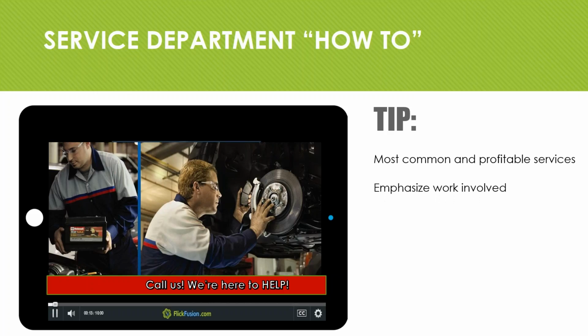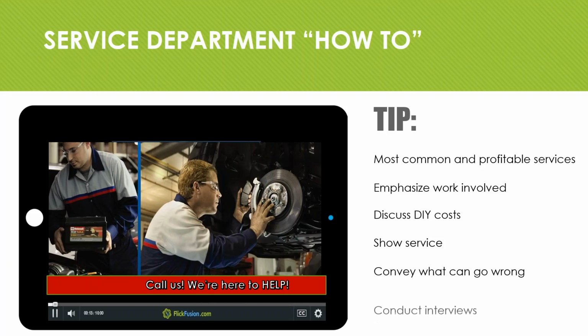For best practices, select a dozen or so of your most common and profitable services. Create videos that talk about why they're important to the health of the vehicle, and quick tutorials showing the work involved with the repair. Make sure you talk about the pitfalls and the obstacles of what the do-it-yourselfer will experience. Show the service being done, again, not necessarily in its entirety, but enough to get the complexity across to the viewer.